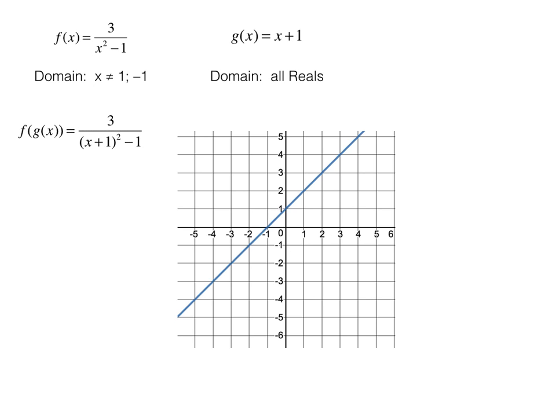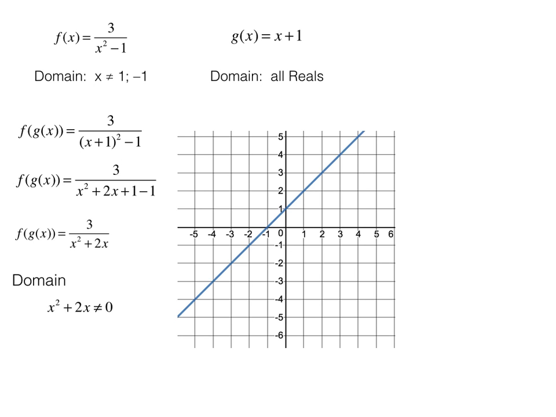Now when we do f of g of x, we're substituting the expression for g of x into the x in the f function. And we manipulate these algebraic expressions until we come up with this simplified function. Now for the domain of the composite function, we know that denominator cannot equal 0, so we can factor this. So neither piece can equal 0. My domain is x cannot equal 0 and x cannot equal negative 2.